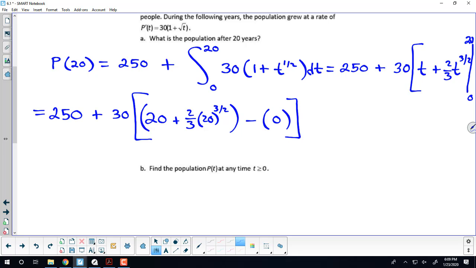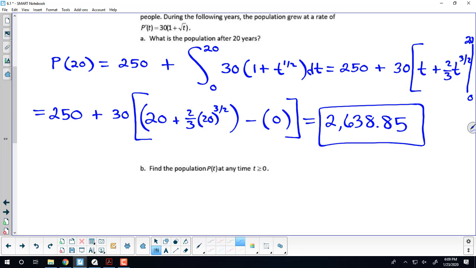All right, so as we expect, this is going to output a number, and that number represents the population after 20 years. So it should come out to be 2,638.85. Would you round up because it's people? Do you usually care about that? I really don't care. I mean, if we're measuring the number of people, then we would probably say 2,638, because we wouldn't count that 0.85 person.